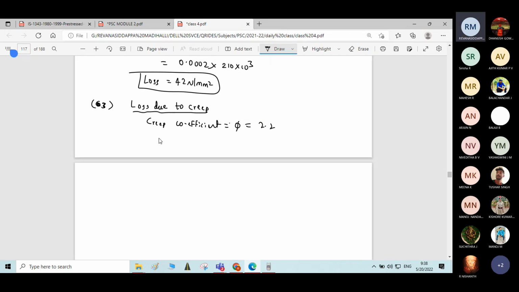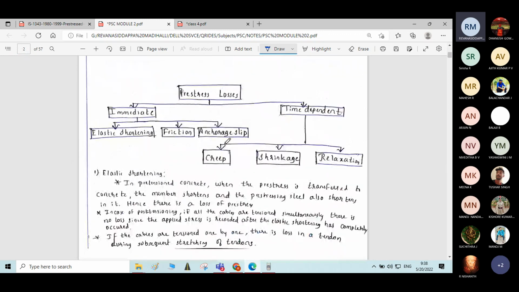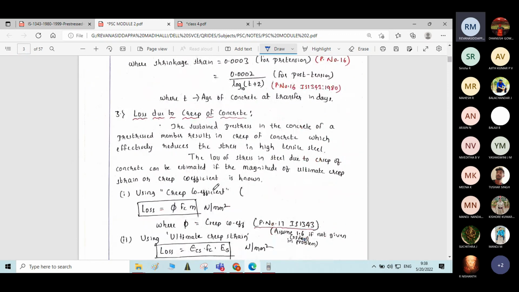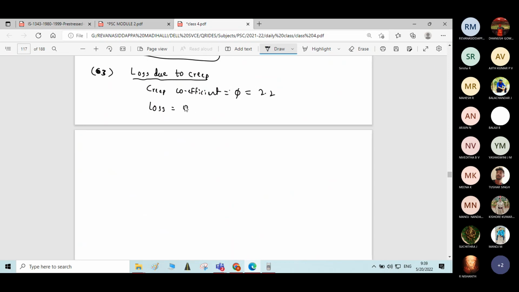Now, what will the loss due to creep formula be? Loss due to creep is, with respect to the creep coefficient, phi into FC into M. Phi into FC into M. Okay, this is the formula.